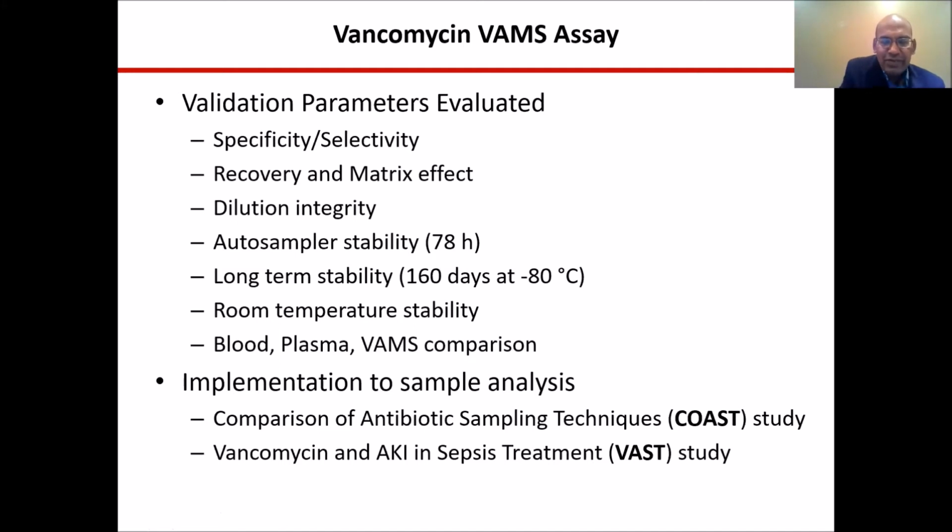Again, we have found that it's stable for at least a week, and also looked at blood, plasma, and VAMS comparison based on in vitro samples to have an understanding of how blood and plasma values relate in this case. I think the one thing we also looked at, as Susie mentioned, is the impact of hematocrit on the quantitation of vancomycin, really looking in vitro at low hematocrit such as 25%, normal hematocrit in the range of about 45%, and also a high hematocrit of about 60%, and seeing how it impacts quantitation of vancomycin.